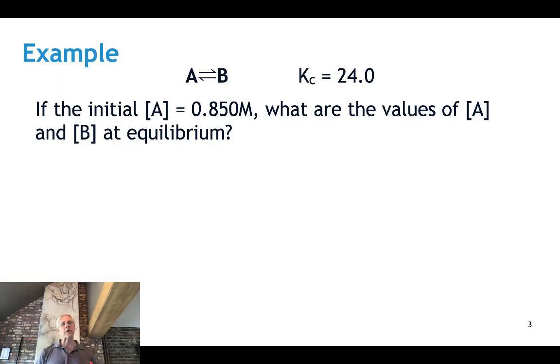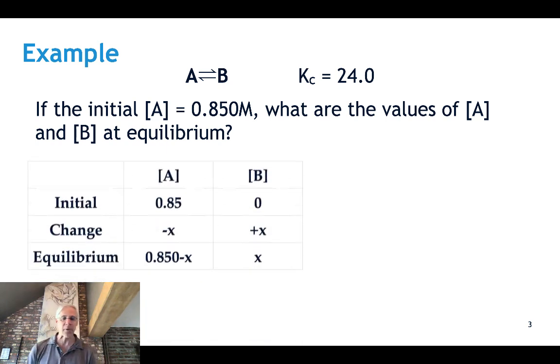I have a very basic reaction here, A turning into B. It has an equilibrium constant of 24. We know that the initial concentration of A is 0.85 molar. We want to know what is the value of A and B at equilibrium. What are the concentrations of A and B at equilibrium?